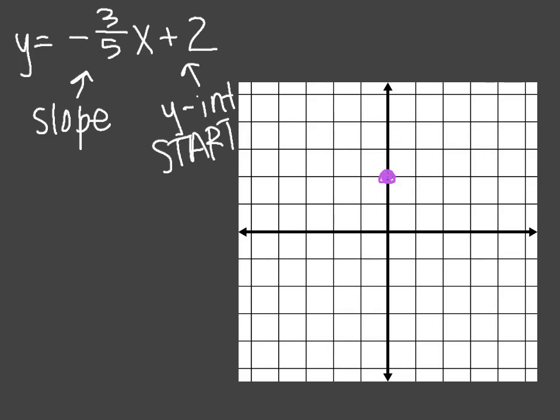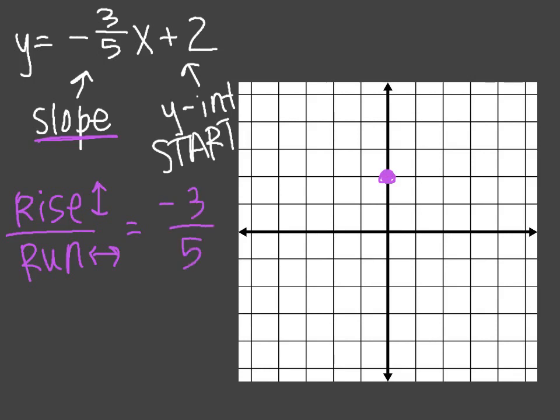That is my y-intercept. Now I need to use my slope to make more points. Slope is always rise over run, meaning that our top number tells us how far up and down to count, and our bottom number tells us how far left or right to count. Since the slope for this problem is negative 3/5, that means I am going to go down 3 because it is negative, and to the right 5.